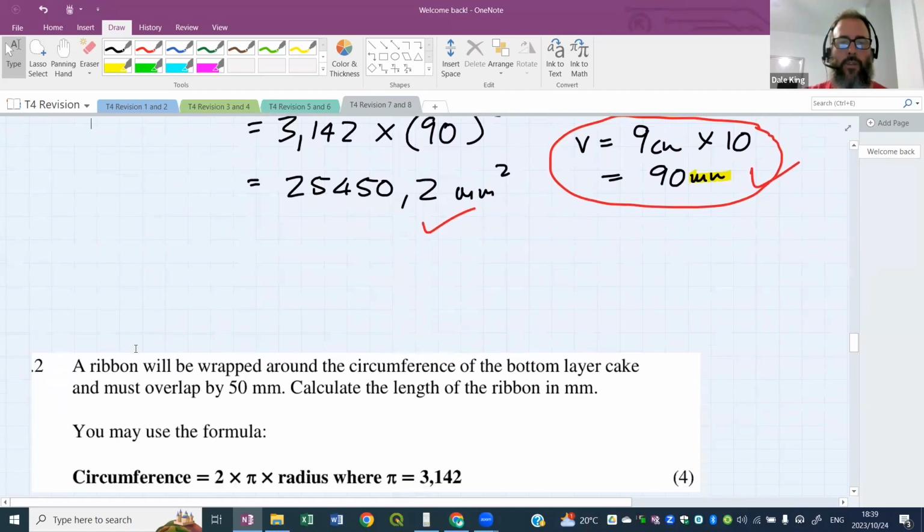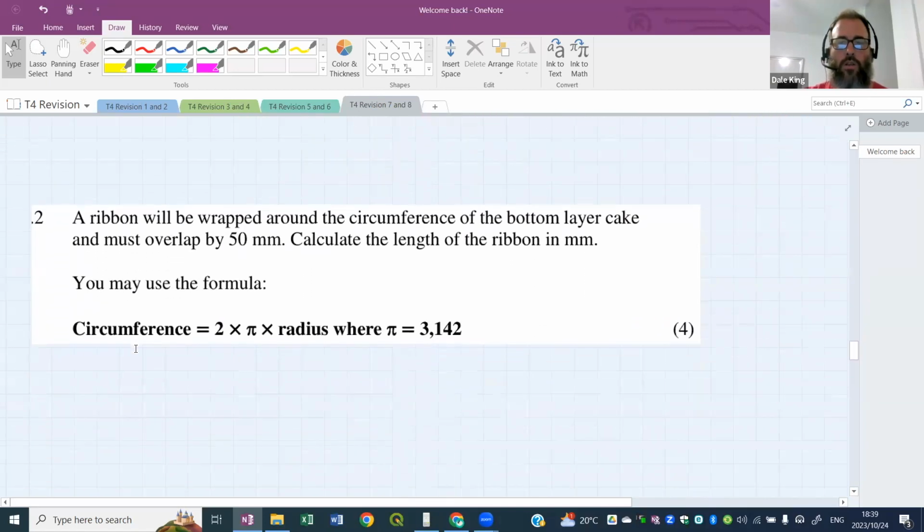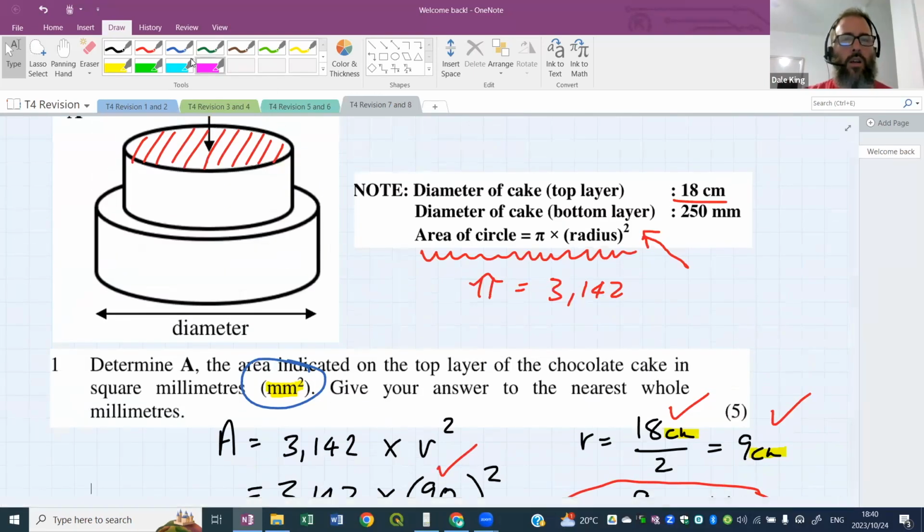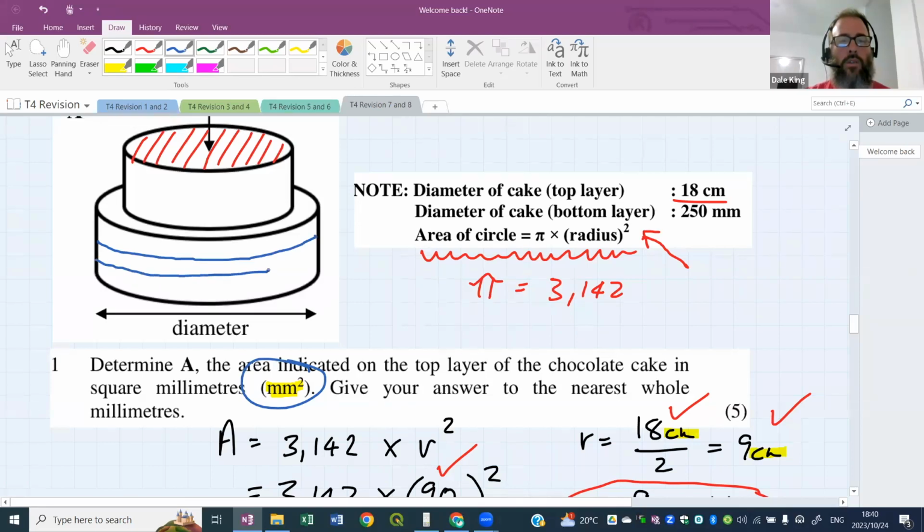Let's see. Question number 2, 4 marks. Let's see what they're asking. A ribbon will be wrapped around the circumference of the bottom layer cake and must overlap by 50 millimeters. Calculate the length of this ribbon in millimeters. All right, so let's just picture what that is. The bottom layer of the cake, there is a ribbon that gets wrapped around the bottom layer of this cake, around the circumference of this cake.